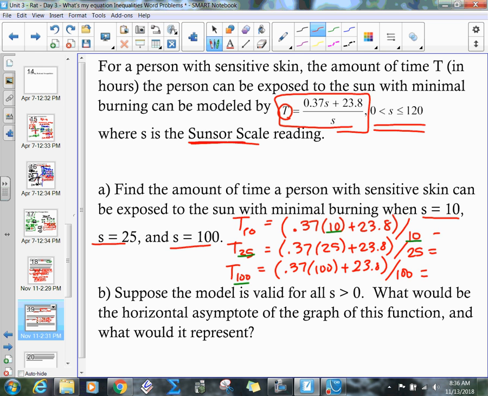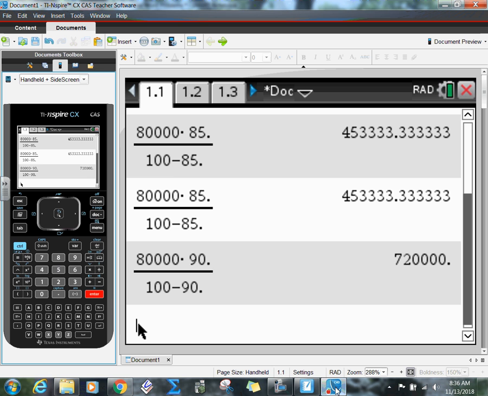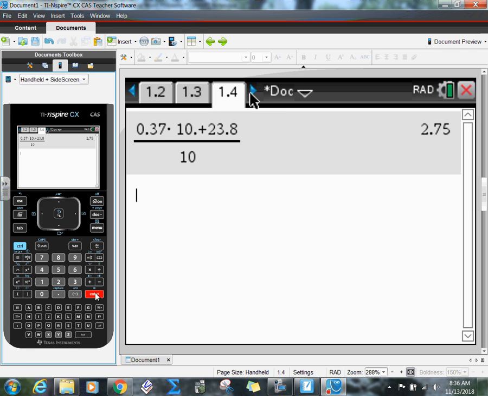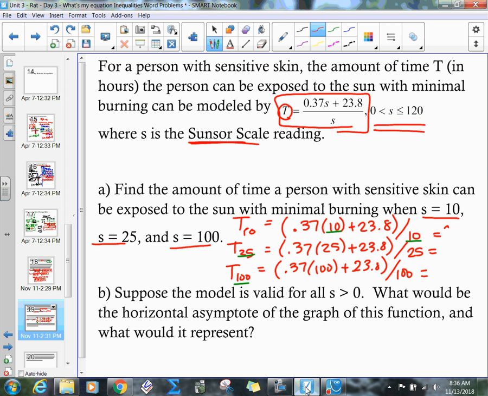So I'm looking for three different values here. I'm going to calculate out one. So if I plug in, I'm going to get an answer of 2.75 hours. That's how long that person, it's a very low sensor scale reading. You could be out there for 2.75 without getting badly burnt.